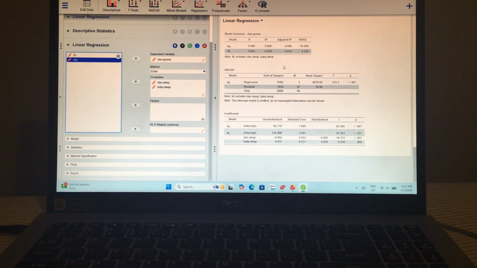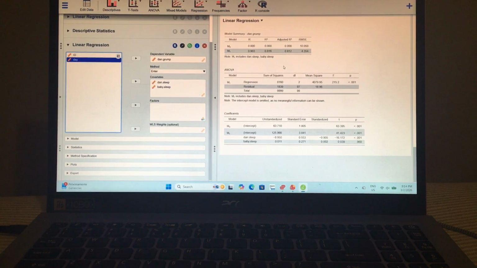So the coefficient associated with Danny's sleep is quite large, right? Suggesting that every hour of sleep that Danny loses makes Danny a lot grumpier. However, the coefficient for the baby's sleep is small, which suggests that it really doesn't matter how much sleep the baby is getting. So what does matter as far as Danny's grumpiness goes is how much sleep she gets.